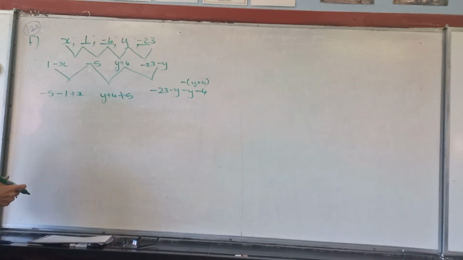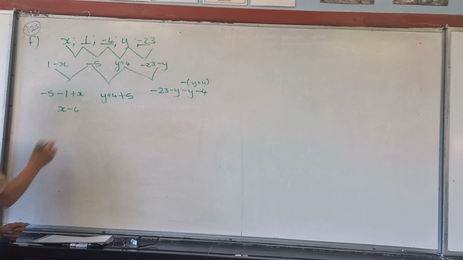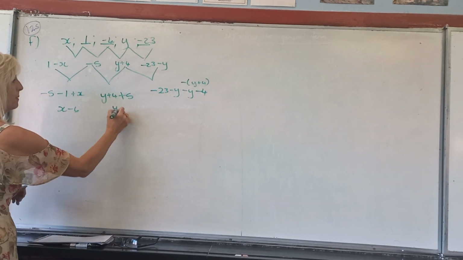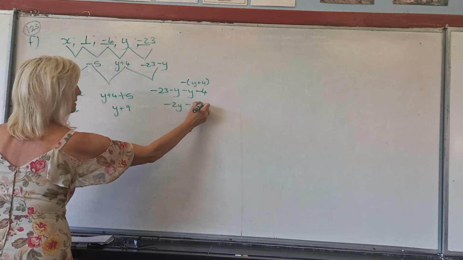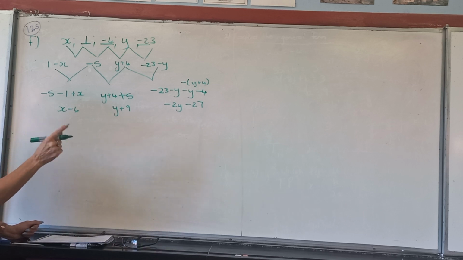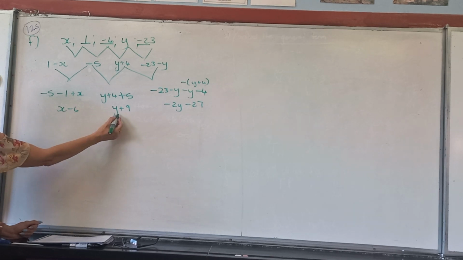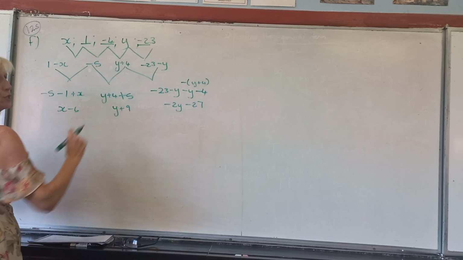Now, I normally like to simplify that a little bit. So here we've got x minus 6, or minus 6 plus x, no problem. Here we've got y plus 9, and here we've got -2y minus 27. Just check me on my adding. Right. So what do I now have? Second differences, which I know are equal to each other. So therefore I can put these two equal to each other, and then those two equal to each other, and even those two equal to each other.